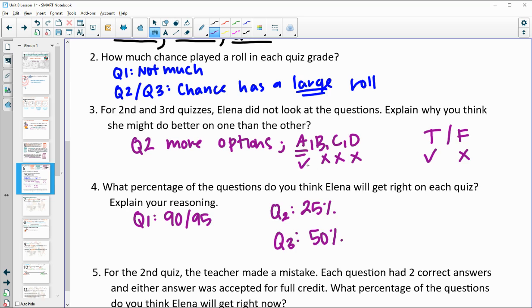Okay, because on each question on quiz 2, there were 4 options. 1 of them was correct. Okay, 3 of them were wrong. And 1 out of 4 is a 25% chance versus true and false. 1 right, 1 wrong. So it was likely that she had a 1 in 2 chance of being right. So that's a 50% chance.